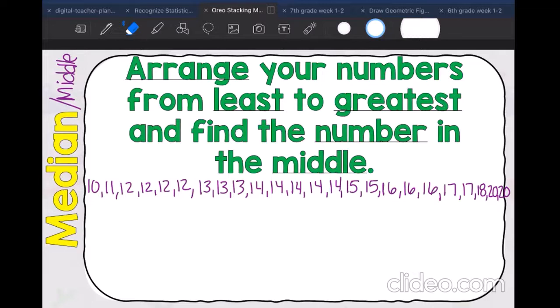All right. Right here, do you want to know what the hardest part of median is? Writing all the numbers down. Because it's so easy to skip a number or to forget a number.